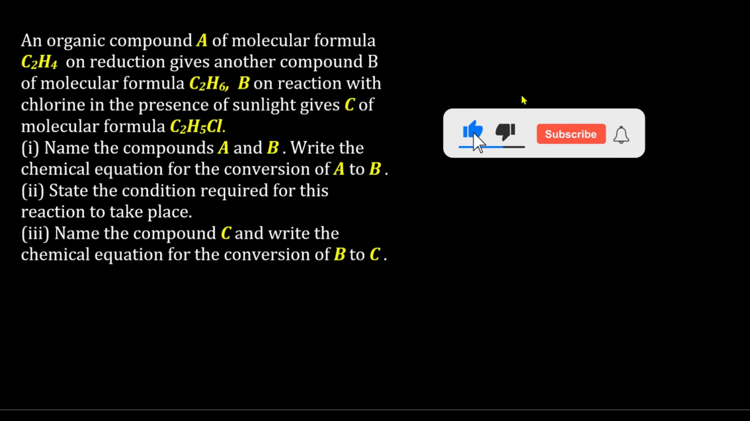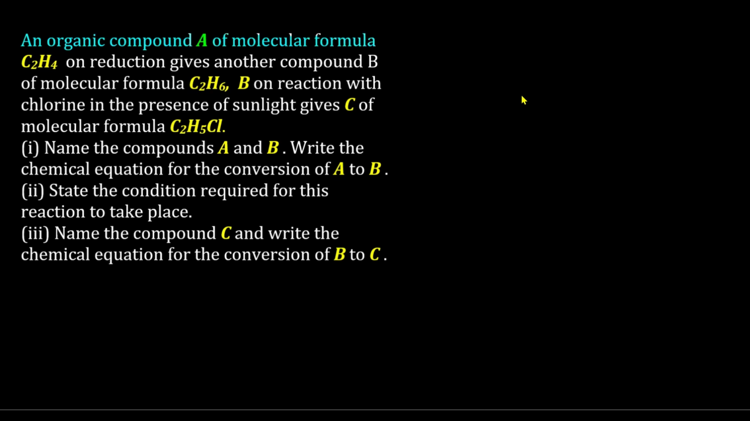So this question is from the chapter Carbon and its Compounds. The question says an organic compound A of molecular formula C2H4 on reduction gives another compound B, and the molecular formula of B is C2H6. So one thing is clear from this statement: A, which is clearly ethene, gets converted into ethane, and that takes place in an addition reaction.